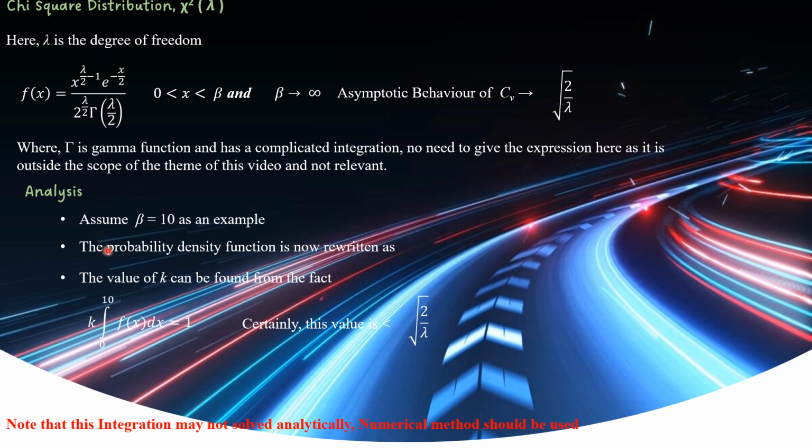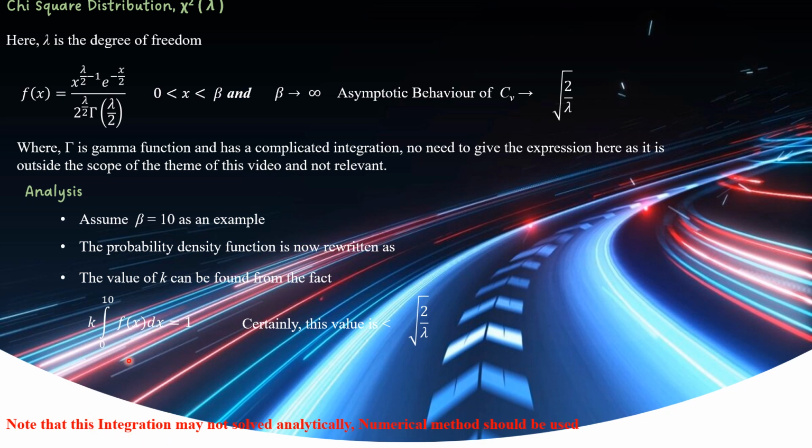Some analysis. If I assume beta, like the other examples, maybe 5, maybe 10, then certainly the probability density function would have to be redefined, rewritten, but with a value of k, and this k can be calculated from the conservation of probability, which is equal to 1.